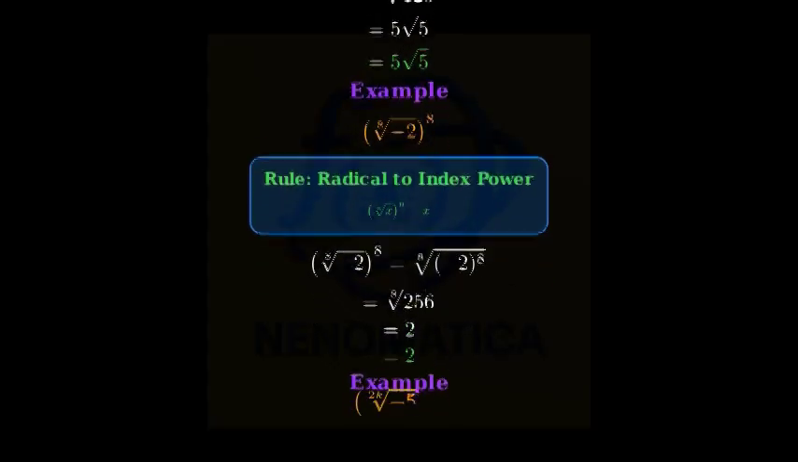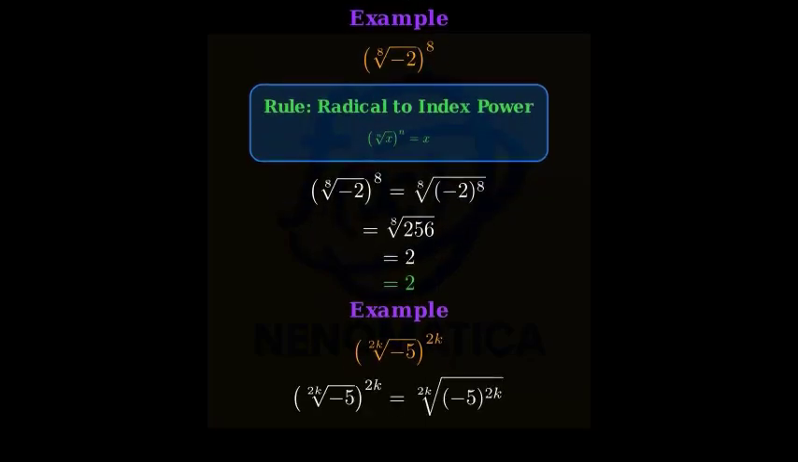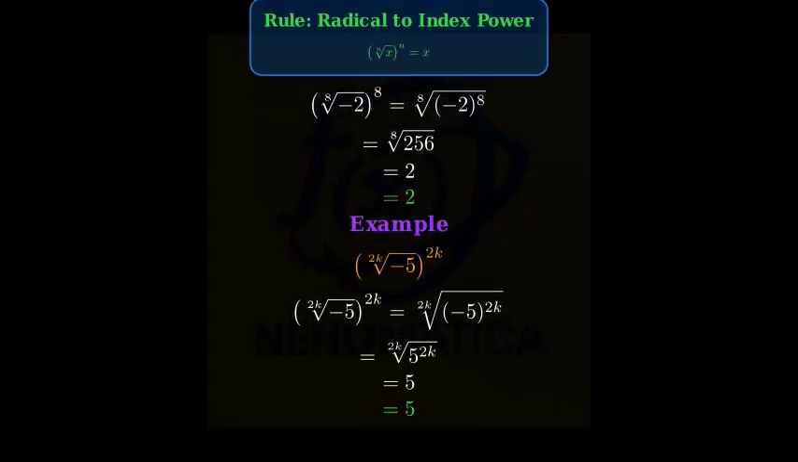We want to find the value of the 2kth root of -5 raised to the power of 2k. We'll use the same rule as before, but this time with a variable k in the index. When the power equals the index, the radical disappears, and we're left with the expression inside. Now let's simplify -5 raised to the power of 2k. Since 2k is always even regardless of what k is, -5 raised to an even power will be positive. So -5 to the power of 2k equals 5 to the power of 2k. Finally, we simplify the expression. The 2kth root of 5 to the power of 2k equals 5, because the power and the index of the radical are equal.